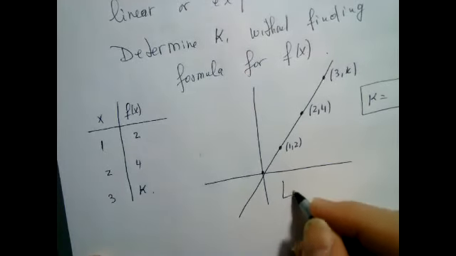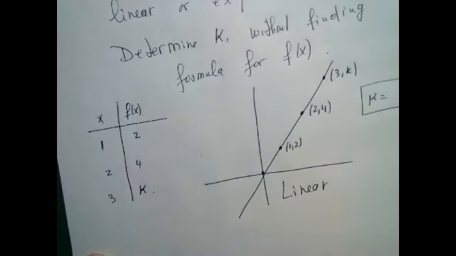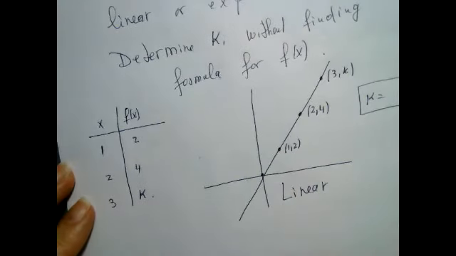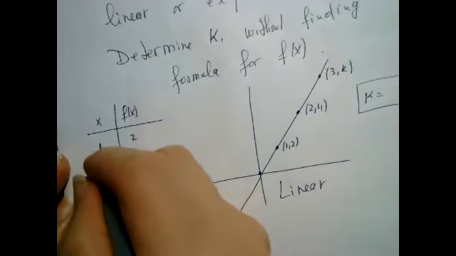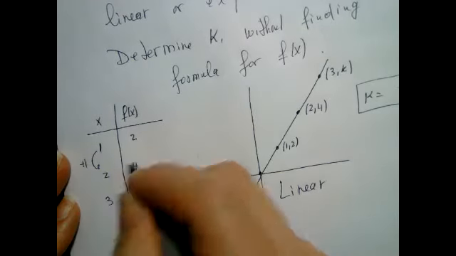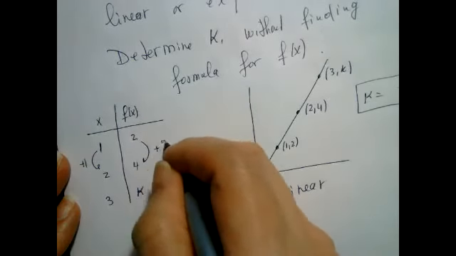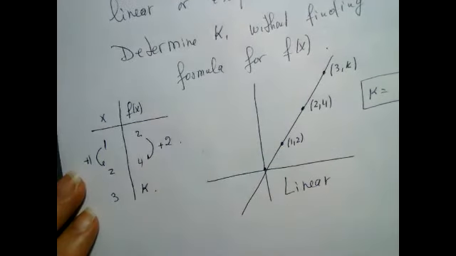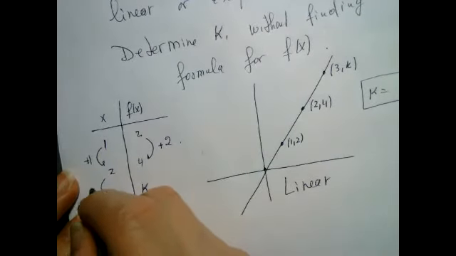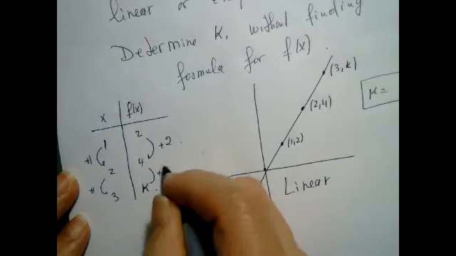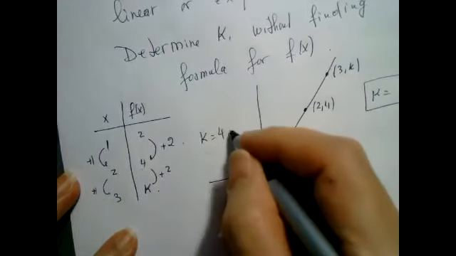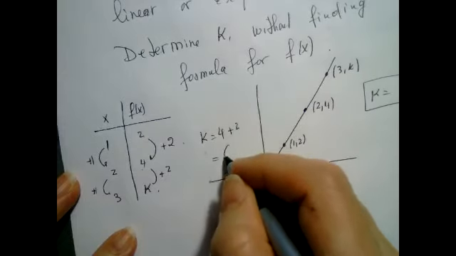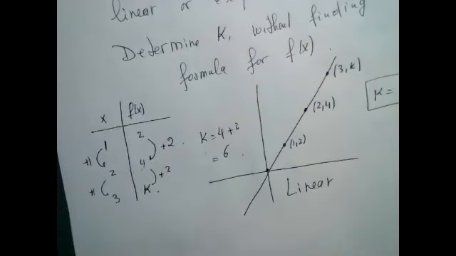So that's a linear function. What's going to be the k? 6. We go by 1. We're going from here to here by 2. So if we go by 1, we're going to go by 2. So my k is going to be the 4 plus 2, which is equal to 6.